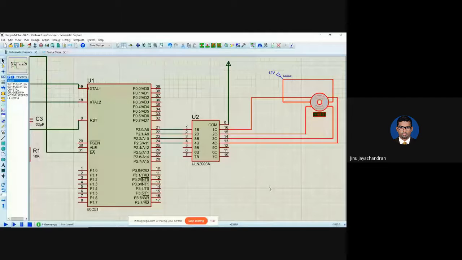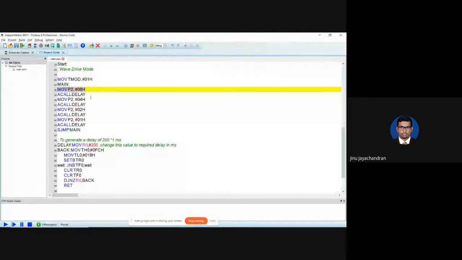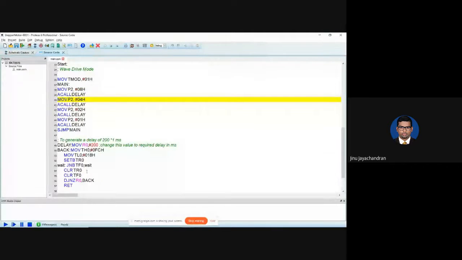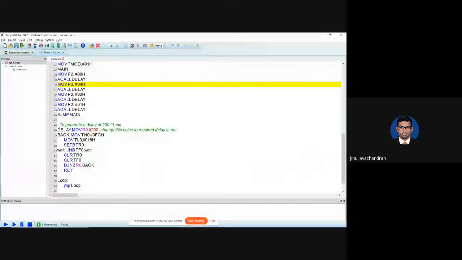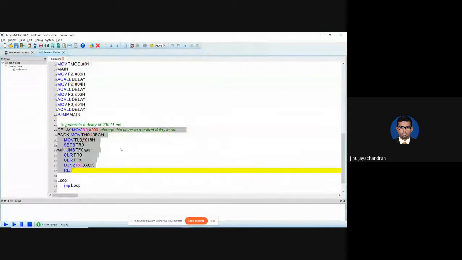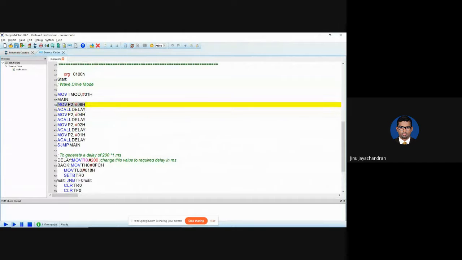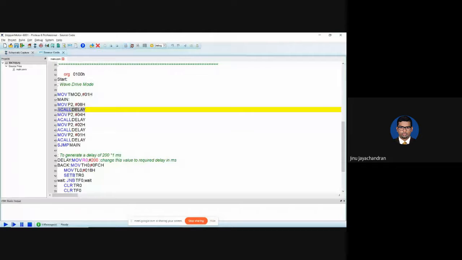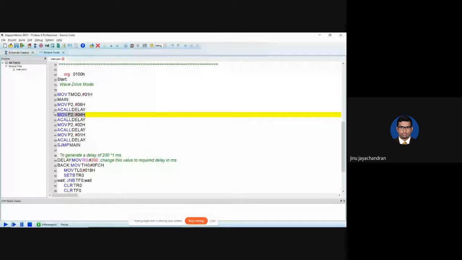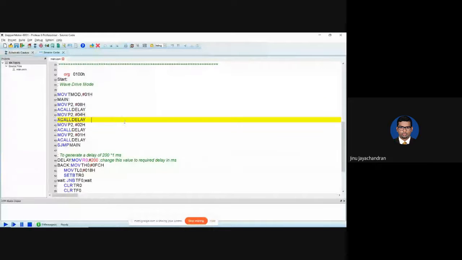So to give that time, you are putting a delay after each command is set. This delay I have configured using a timer of 200 milliseconds. After passing each command, you have a delay of 200 milliseconds, then you pass the next command, delay of 200 milliseconds, and so on. Now you can reduce the delay, so the motor will rotate faster.